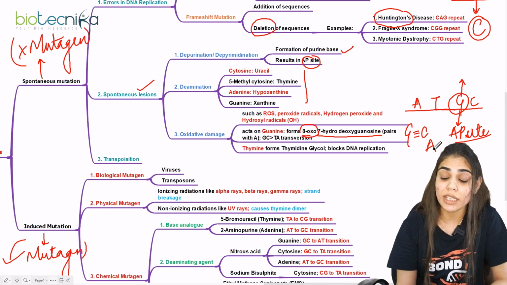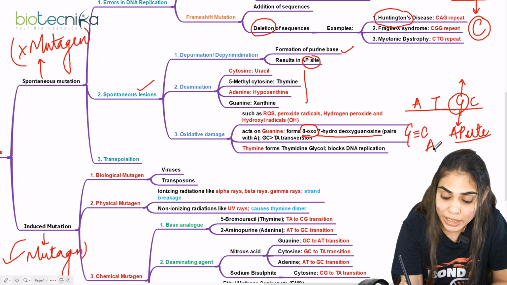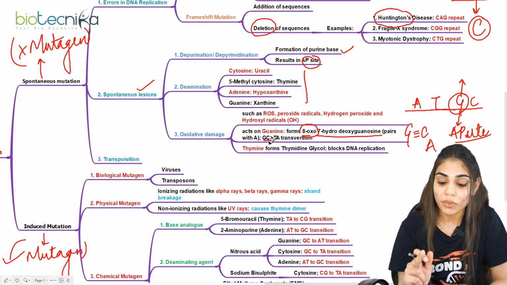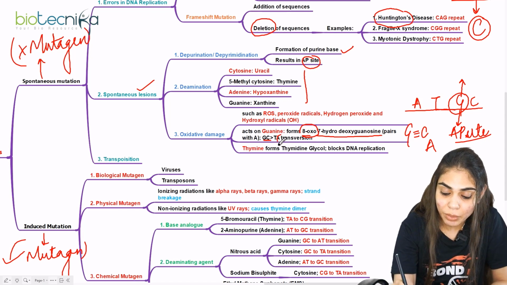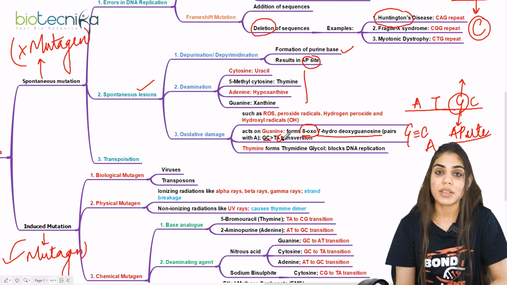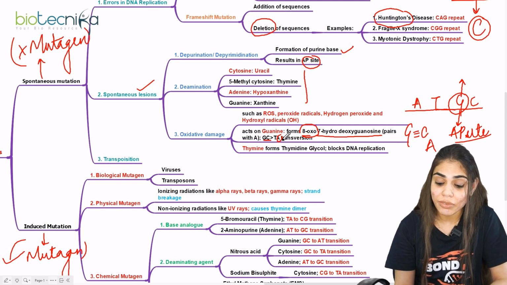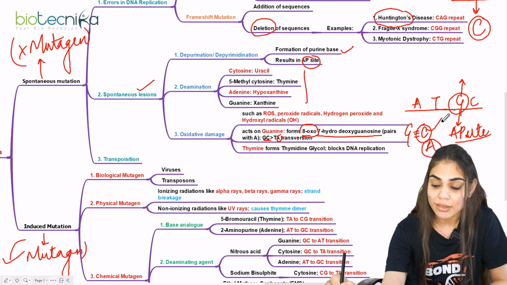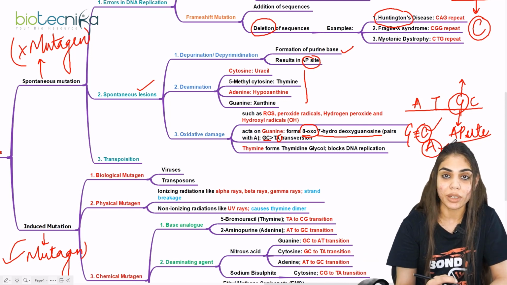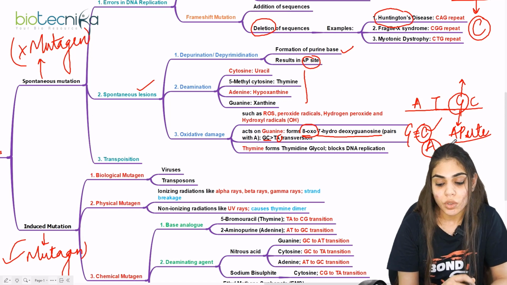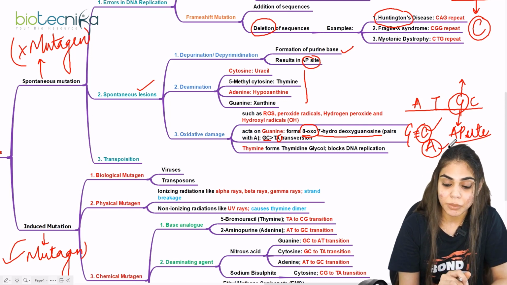This will cause GC to TA transversion because guanine was about to pair with cytosine, but now adenine will bind to this 8-oxo-7-hydrodeoxyguanosine, causing the transversion. Why is it a transversion event? Because here you can see instead of cytosine, adenine is binding to this product. Cytosine is a pyrimidine and adenine is a purine. So a pyrimidine is replaced by a purine, which means it is a type of transversion. So GC to TA transversion is happening here.